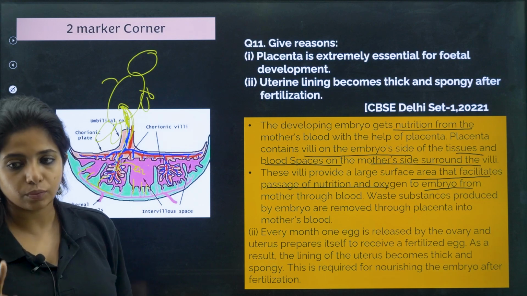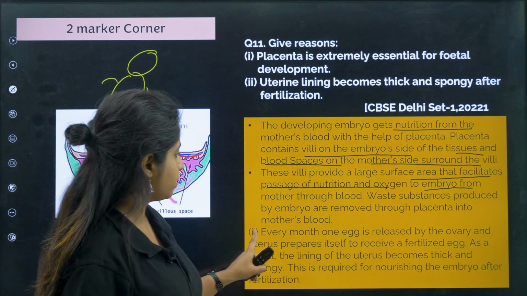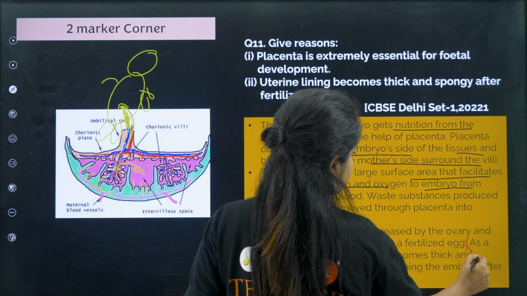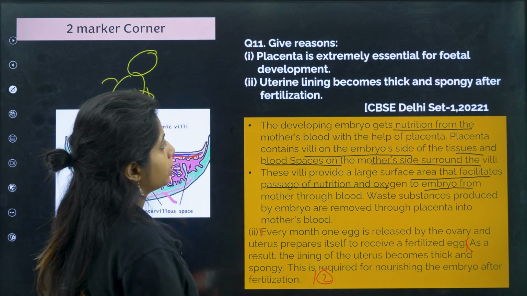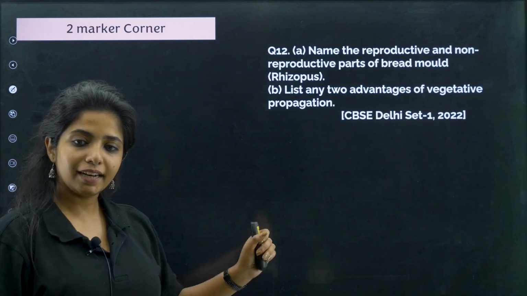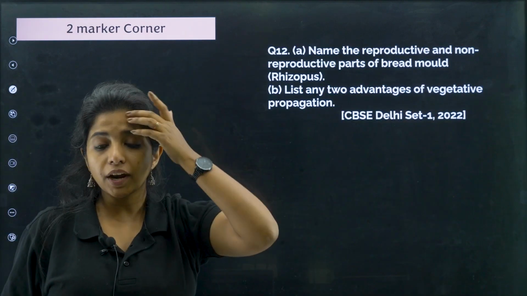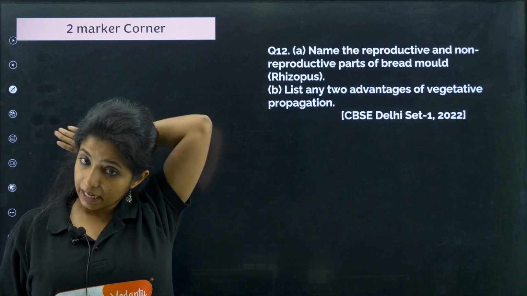Please write in points, otherwise you're going to lose your marks. So probably from here to here becomes your first point, then here to here becomes your second point. Cool. Next question. Name the reproductive and non-reproductive parts of bread mold Rhizopus.